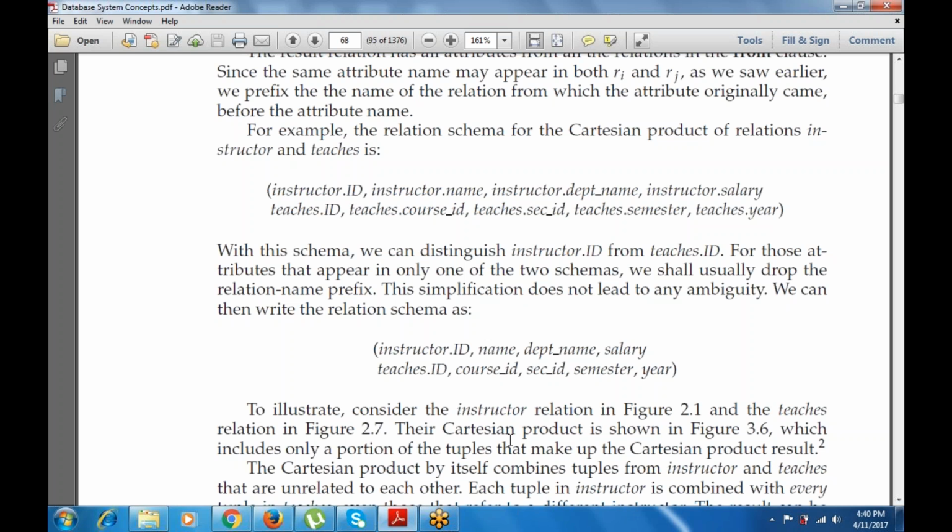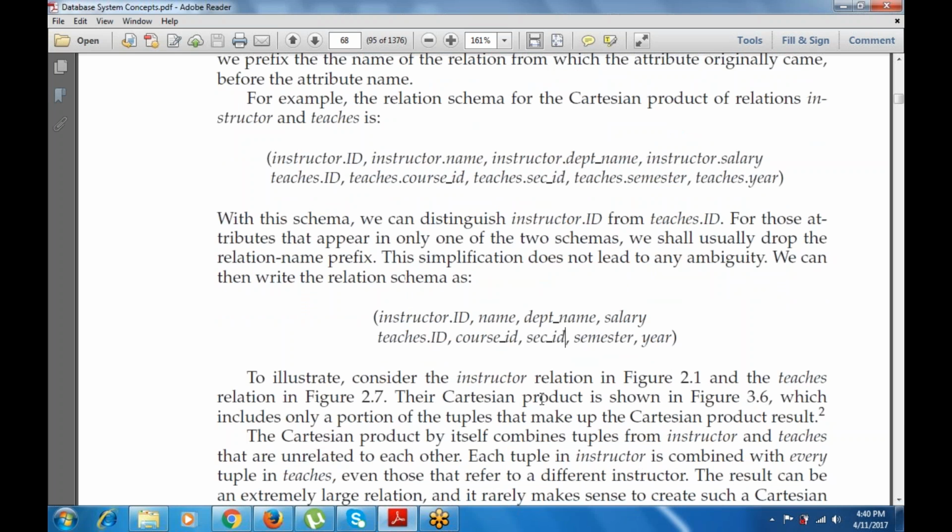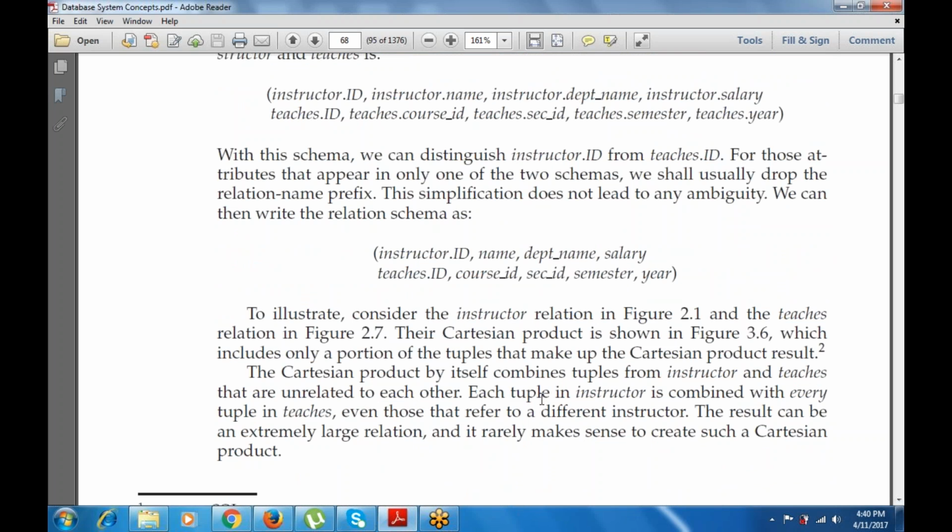So to illustrate, consider the relation instructor in the figure and the relation teaches in figure 2.7. The Cartesian product is that we take one from one, that means one field from one table, another field from another table.